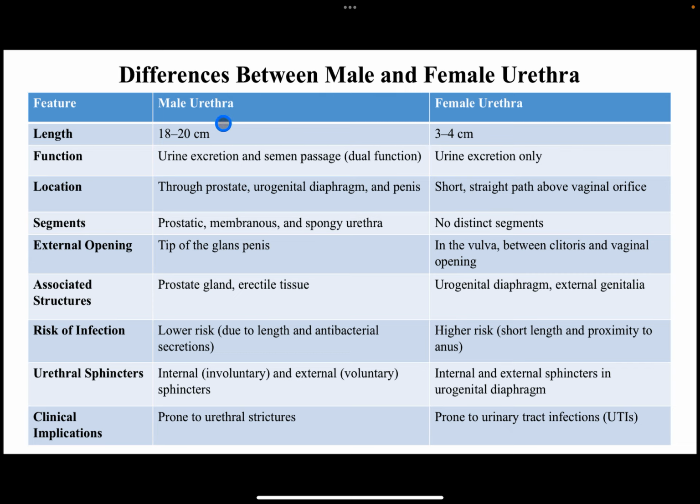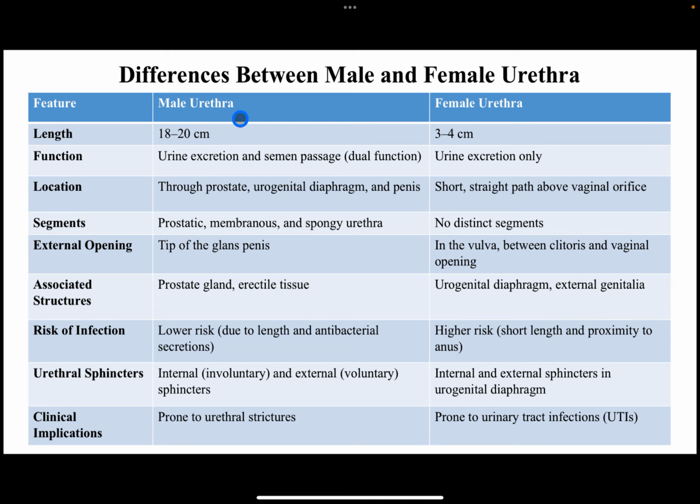The other thing is that the male urethra performs a dual function. It's a passageway for urine excretion, and it's also a passageway for semen. But the female urethra only has one role. It's only for urine excretion. Now, in terms of location, the male urethra spans through the prostate, the urogenital diaphragm, and the penis. But the female urethra doesn't pass through any prostate. It is just a straight path above the vagina. That is the reason why it is very short.